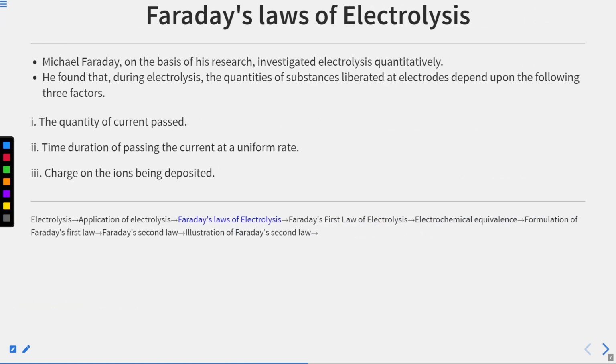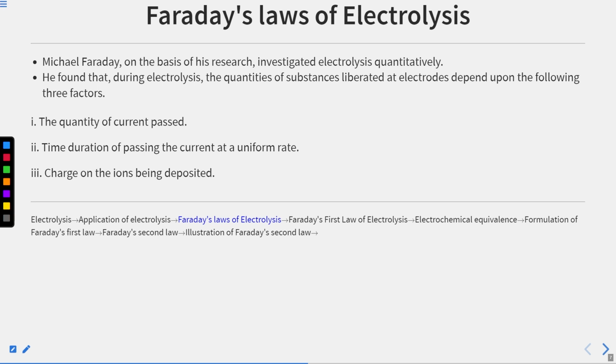Now we'll see the most important part of this lecture, that is Faraday's law of electrolysis. So what did Faraday do? On the basis of his research, he found that electrolysis can be quantified. Quantified means we can measure the mass of the substance that is deposited or depleted, on the basis of the current we have applied and the nature of the compound we have taken. He found that the quantity of substance liberated at the electrode depends upon three factors. What are those factors?